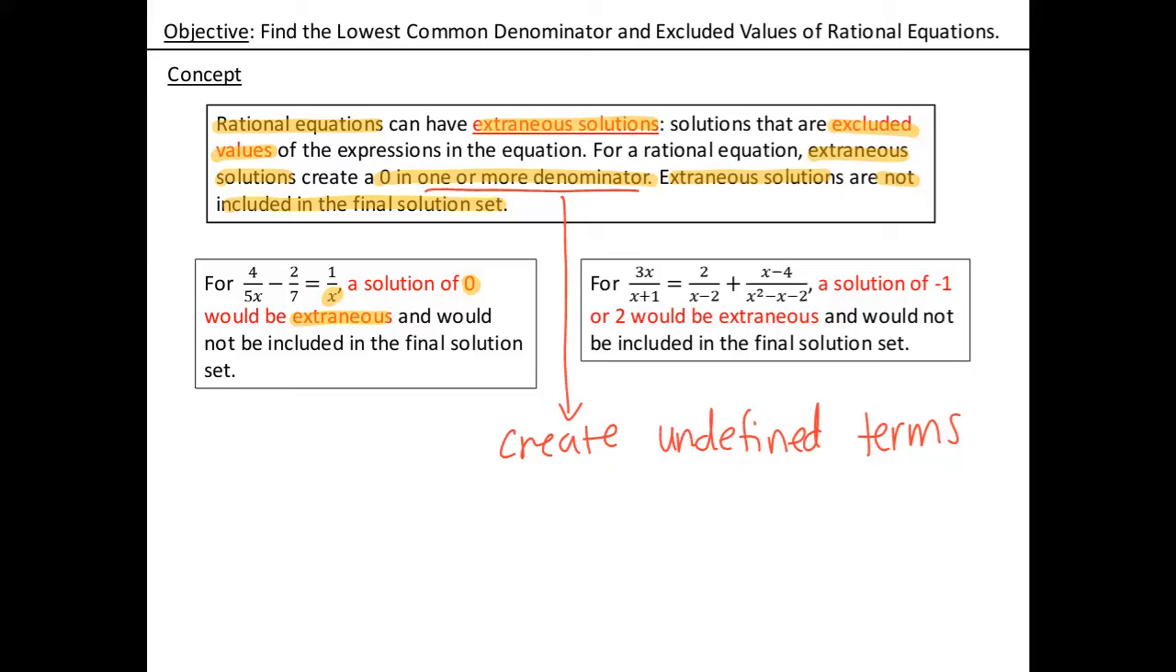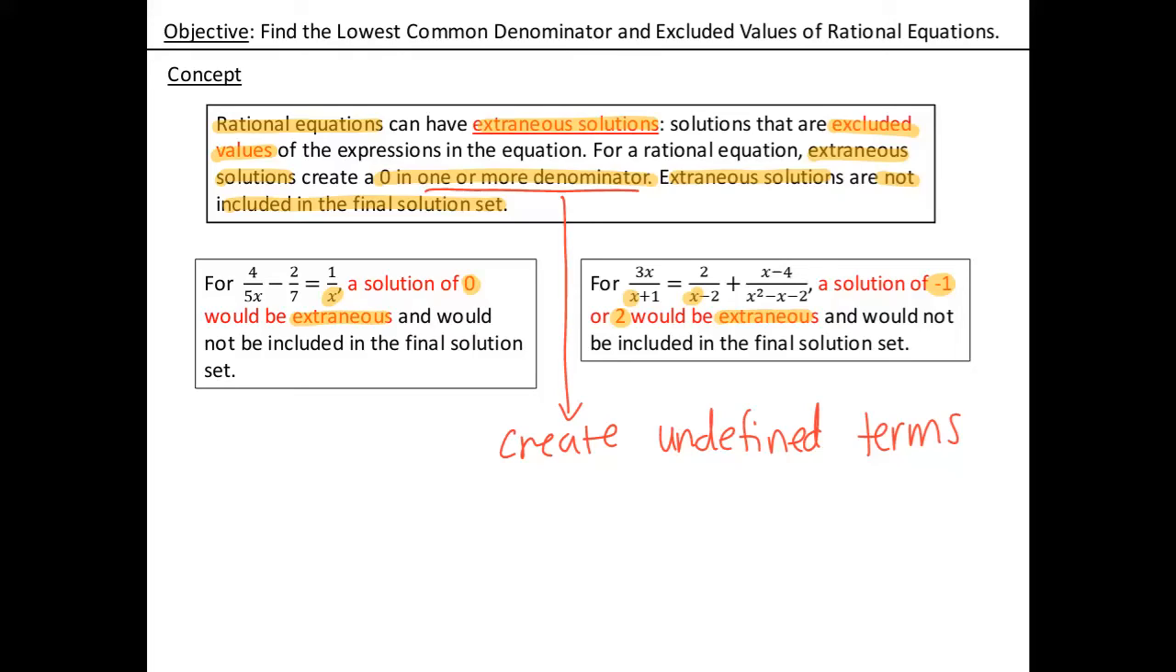Okay? And this next example is saying negative 1 and 2 would be extraneous. The reason why is if I plug in negative 1 here, negative 1 plus 1 would give me 0. And a 2 in this one, 2 minus 2 would give me a 0 as well. So I don't want a 0 in the denominator. So those two, negative 1 and 2, would be extraneous solutions. Okay?